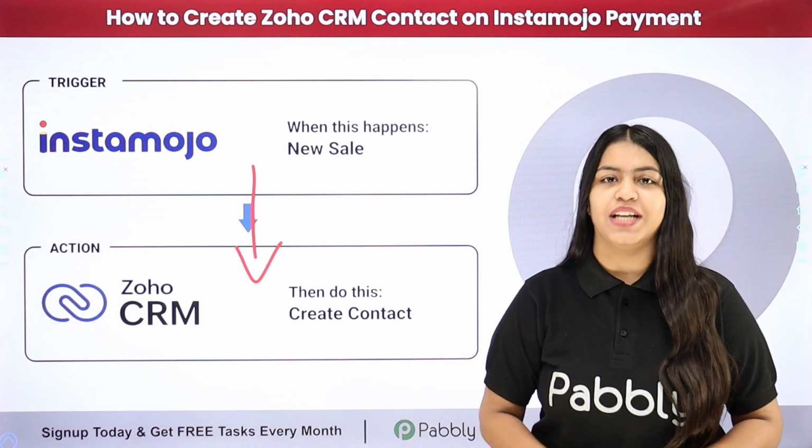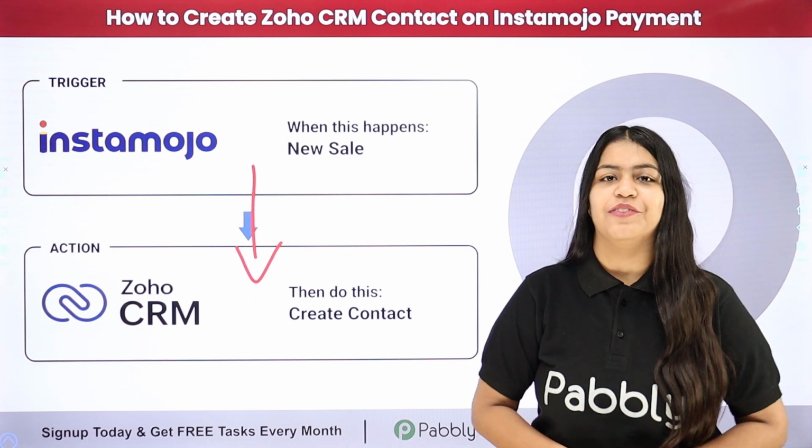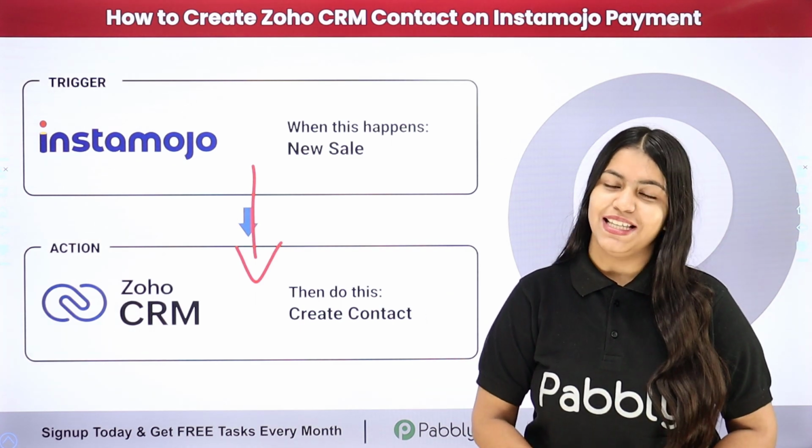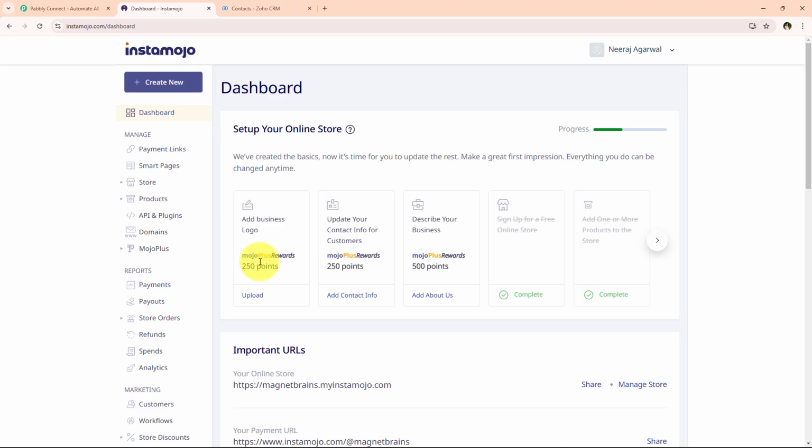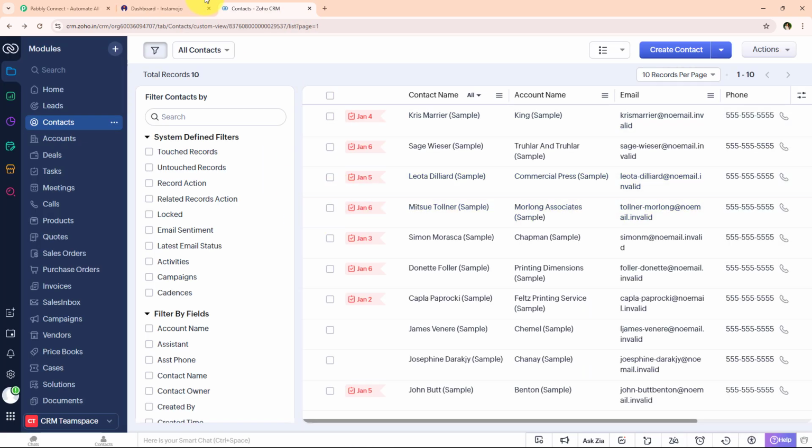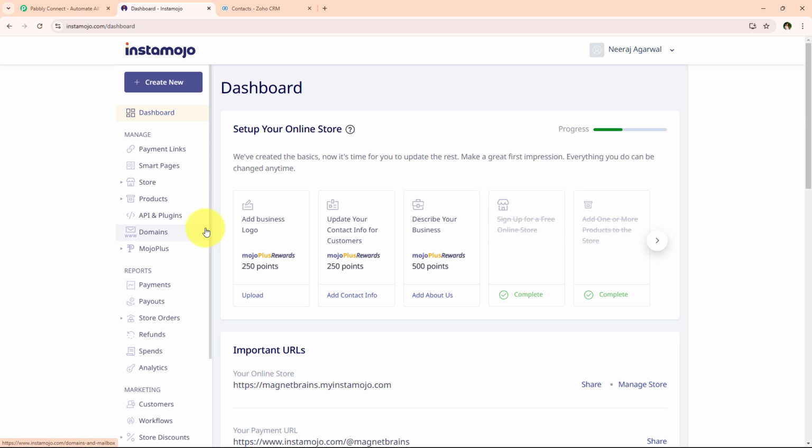So do you also want to create this automation for your business? Then for that, you have to come with me towards my screen. Welcome to my screen. So in this tutorial, I'll show you how to streamline your operations by automating the creation of Zoho CRM contacts for every payment you receive on Instamojo.